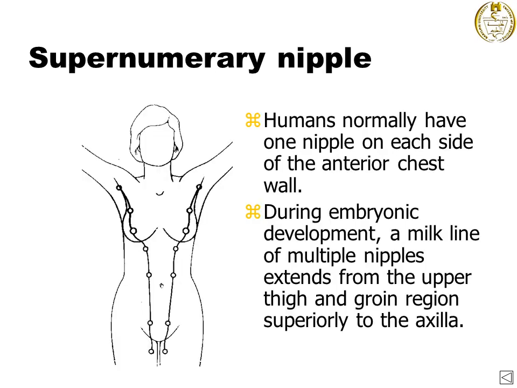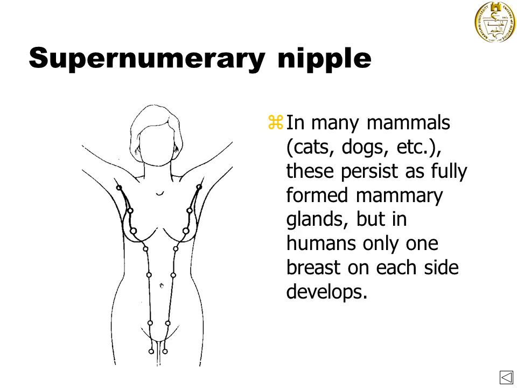Supramammary nipple. Humans normally have one nipple on each side at the anterior aspect of the chest wall. During embryological development, a milk line of multiple nipples extends from the upper part of the axillary region down to the mid-inguinal region. Usually it disappears, and only the anterior chest wall nipples remain. But in other species, such as cats and dogs, this mammary line persists, so there will be multiple nipples.